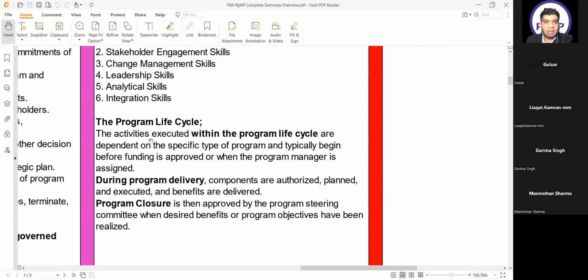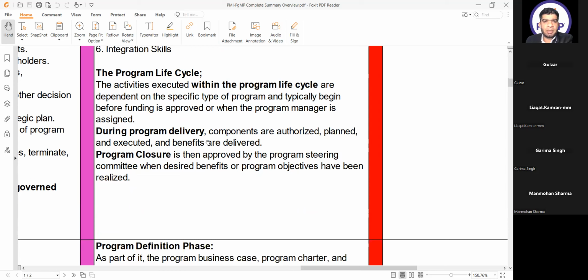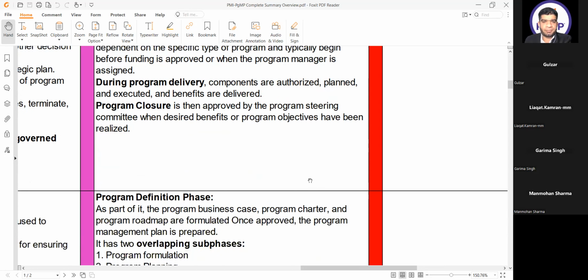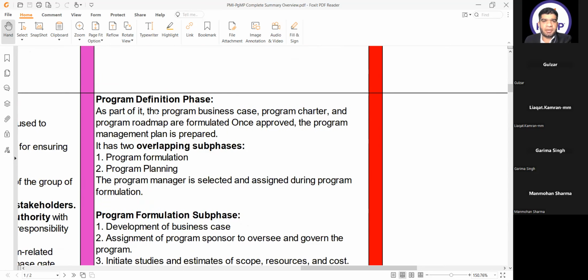The program lifecycle: the activities executed within the program lifecycle are dependent on the specific type of program and typically begins before funding is approved or when the program manager is assigned. During program delivery, components are authorized, planned, and executed, and benefits are delivered. And in the third program closure phase, program closure is then approved by the program steering committee when desired benefits or program objectives have been realized.